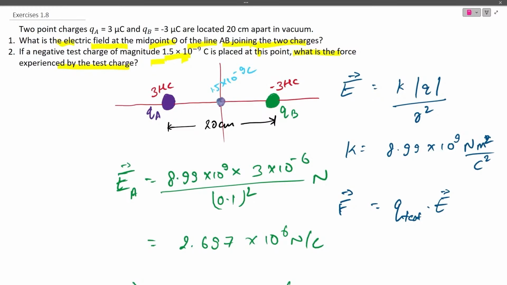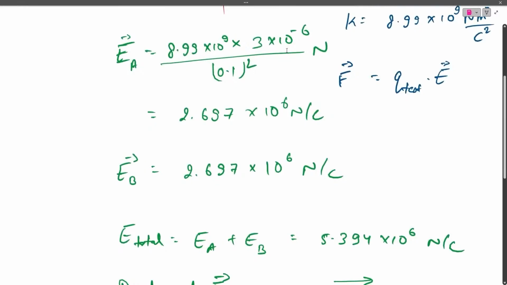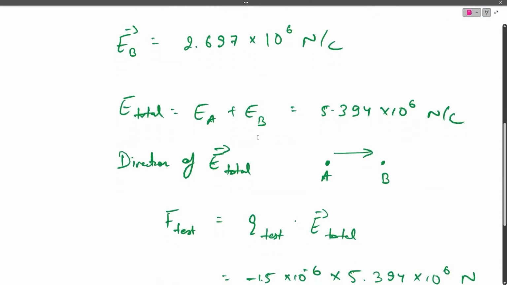So EA upon calculation is 2.697 into 10 to the power 6 Newton per Coulomb. Similarly, EB is 2.697 into 10 to the power 6 Newton per Coulomb, and total electric field would be equal to 5.394 into 10 to the power 6 Newton per Coulomb. Now direction of electric field would be from A to B.